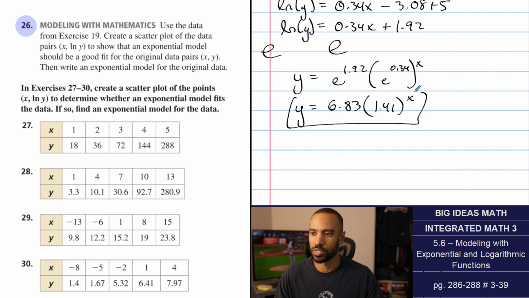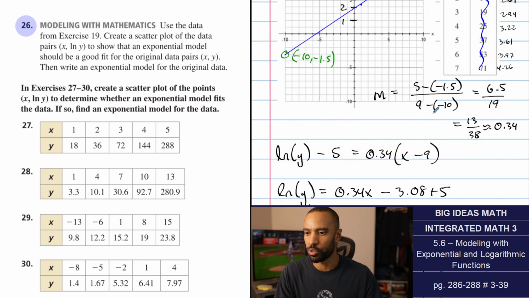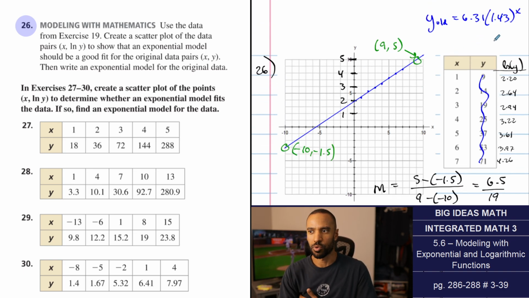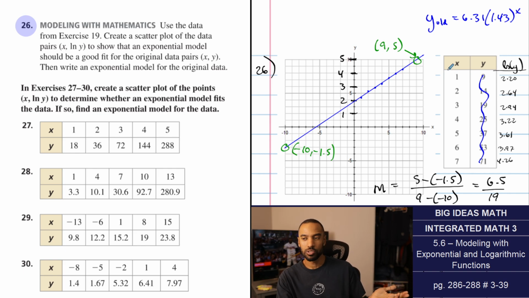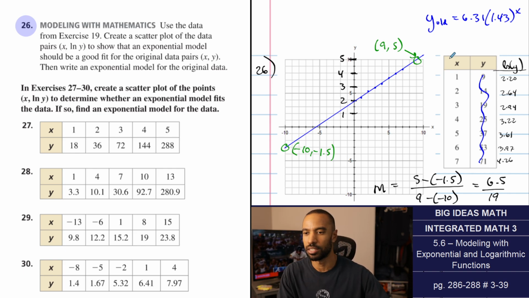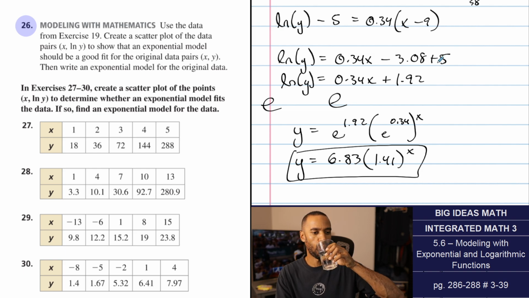All right, how close was this to that? 6.83 times 1.41? 6.31 times 1.43. Pretty close. The A is a little different, and I don't know which answer I trust more.